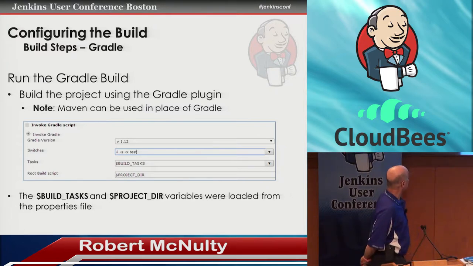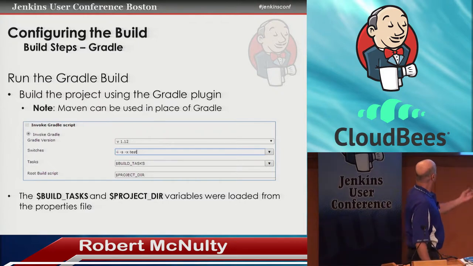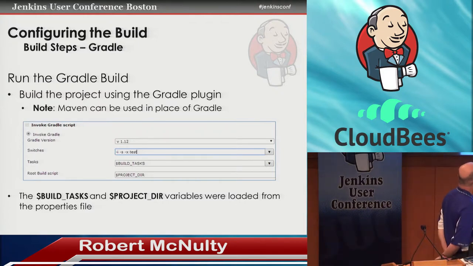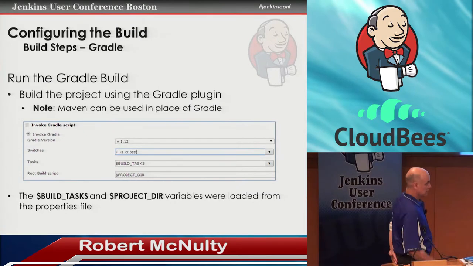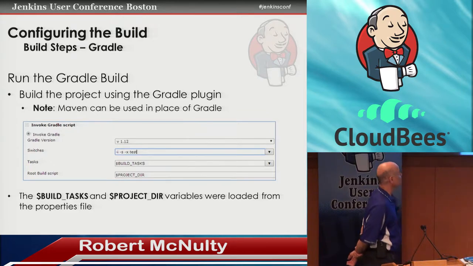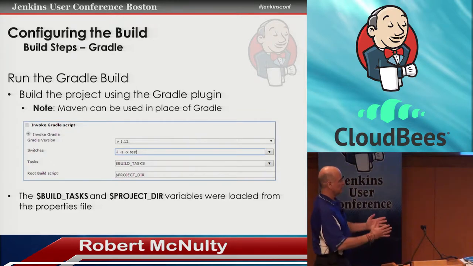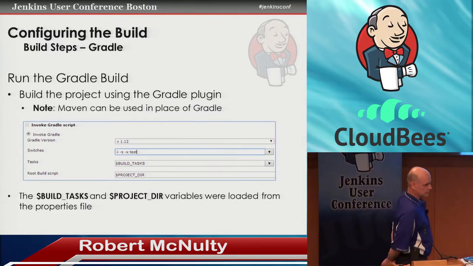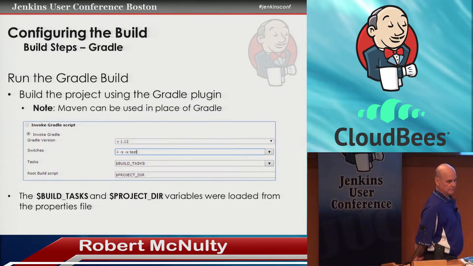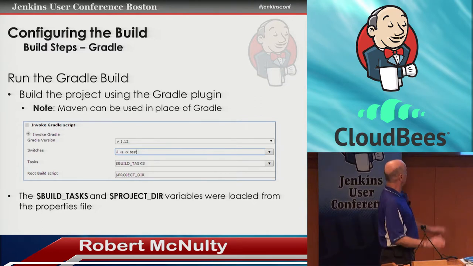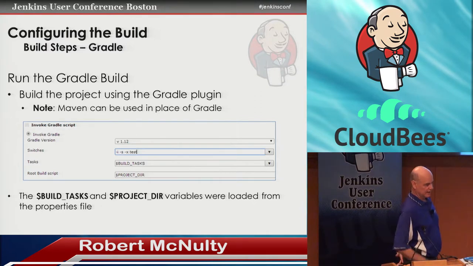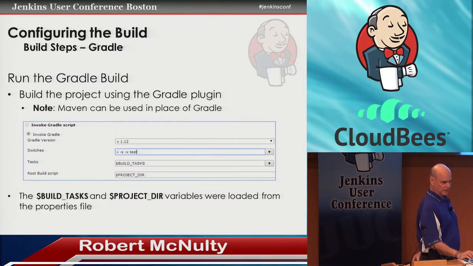Next, we're going to run the build. This is whatever build you choose to run. As you can see, it's using two of the properties for this particular build: the build tasks, if there are any, and the project directory. That's where the build script exists. Like I said, if there are sub-projects, that project directory will point to the root of the sub-project where the build script exists. And I'm going to use this plugin. It's going to do its thing. I don't have to worry about it. It's one less thing I need to maintain because this plugin does exactly what it should.